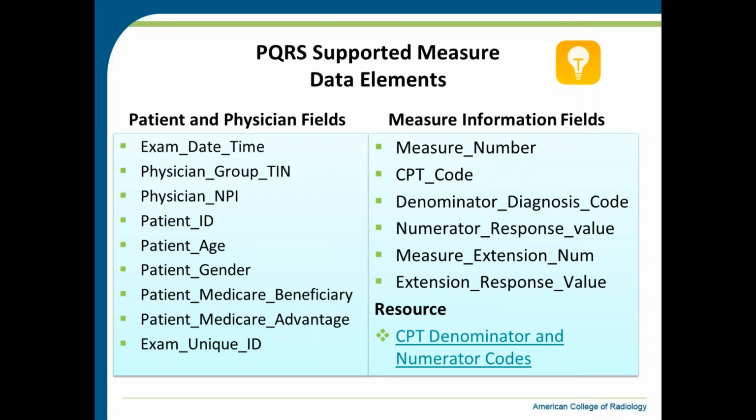And then most importantly on this slide, we did put together a resource for you called the CPT denominator and numerator codes. Essentially, in layman's terms, the numerator code is the code indicated by CMS that shows that the provider has met performance for that measure. It's normally a 5-digit code. We'll look through that process a little bit later.